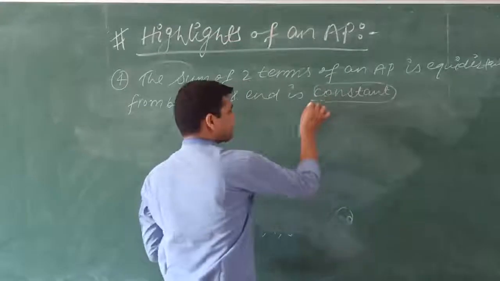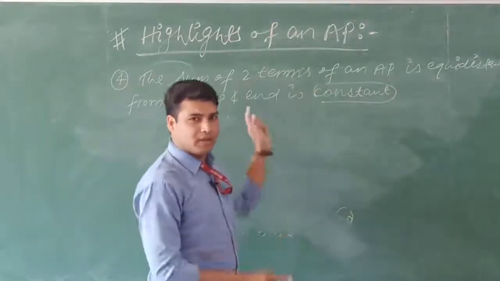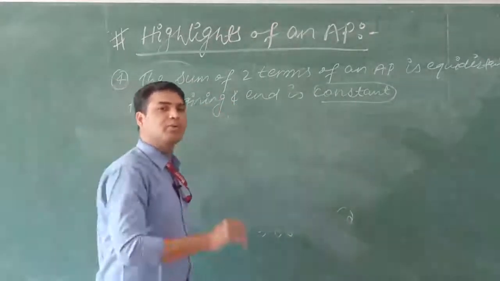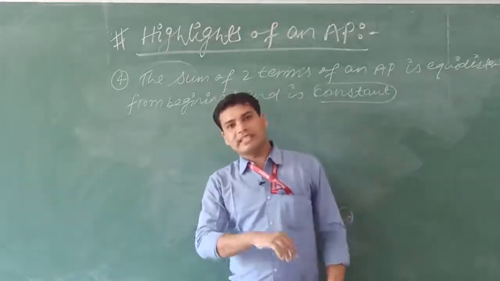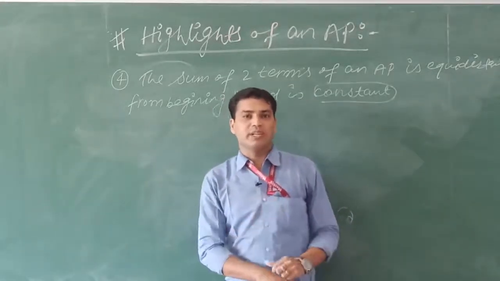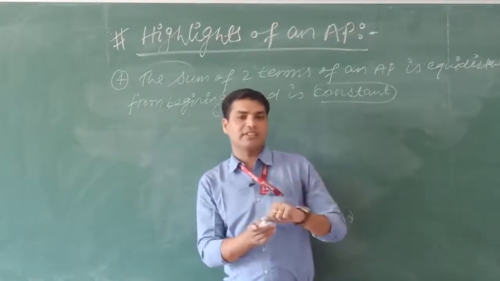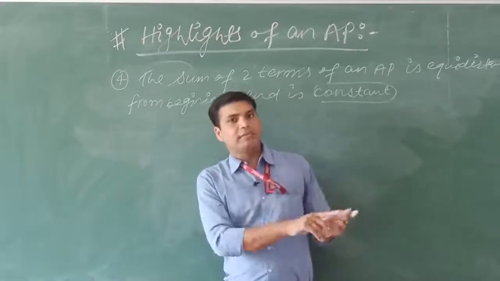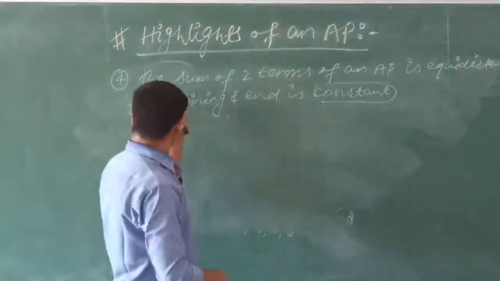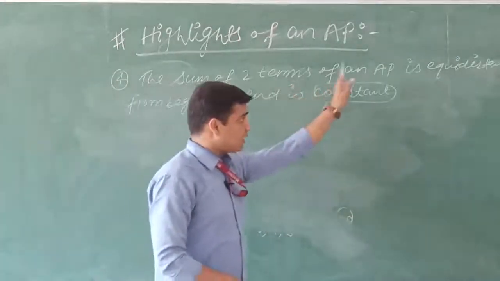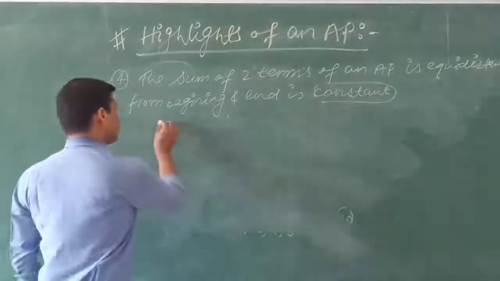See this here, you can understand easily. We have already seen the sum of n terms of an AP. When we add the first term and last term, we get 2a plus (n minus 1) into d. In the same way, the second term is a plus d, and the second last term is a plus (n minus 2) into d. When we add them, we again get 2a plus (n minus 1) into d. So the first and last terms give 2a plus (n minus 1)d, and the second and second last terms give the same. So the sum of two terms of an AP equidistant from the beginning and end is constant. Let me take one more example.